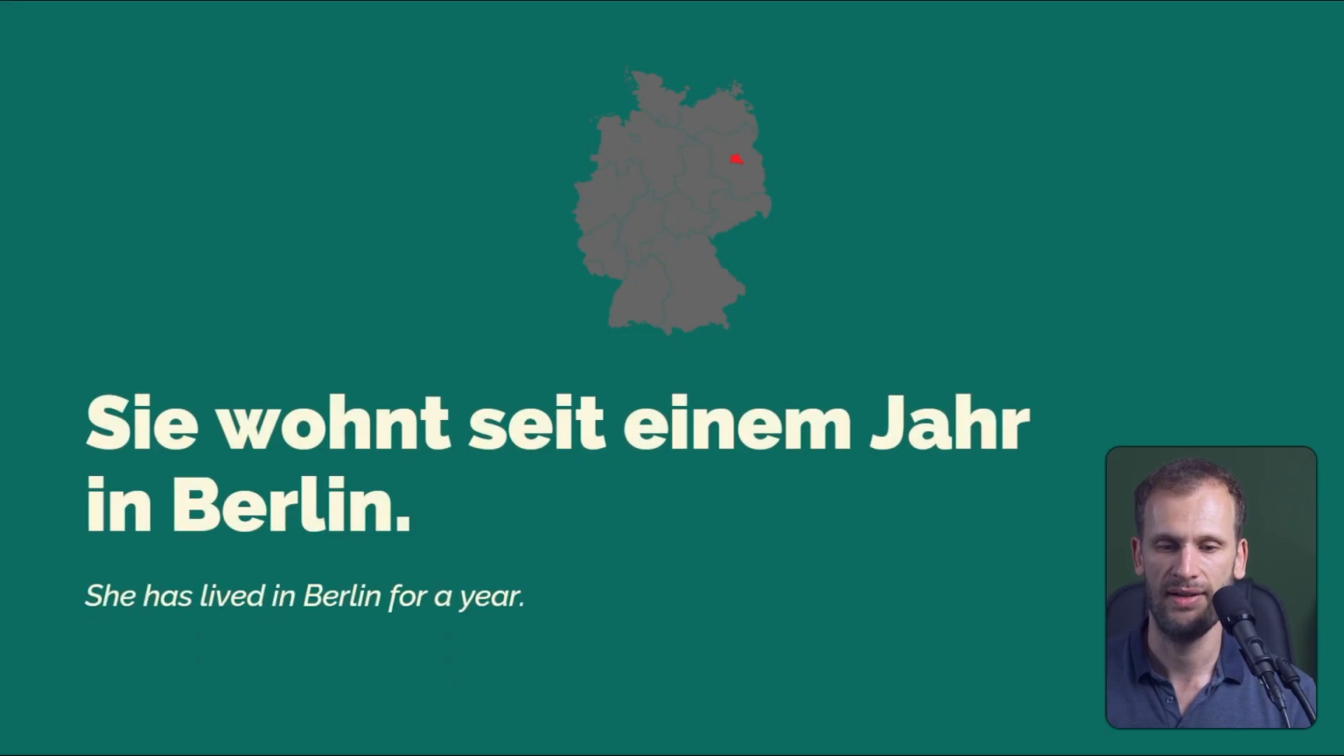Let's go on. Next sentence. Sie wohnt seit einem Jahr in Berlin. Seit is also in our sentence. It's the first word Sarah, the name. Seit einem Jahr. Seit plus dative. She has lived or she has been living in Berlin for a year.